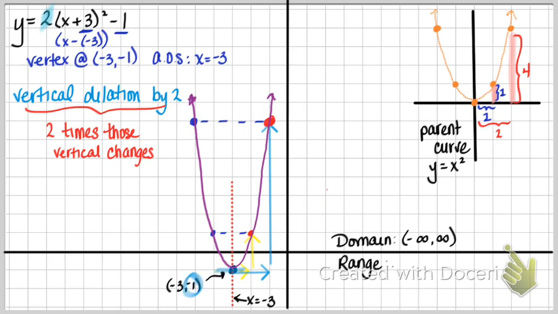Our range, again, we need to think about that minimum value. Our vertex is a minimum, the minimum value is negative 1. Our range then begins at negative 1 and goes up from there. So negative 1 to infinity.